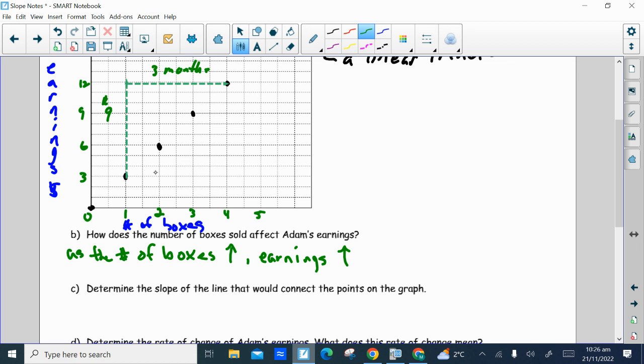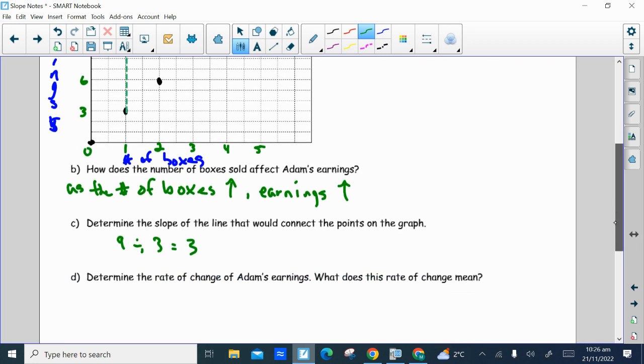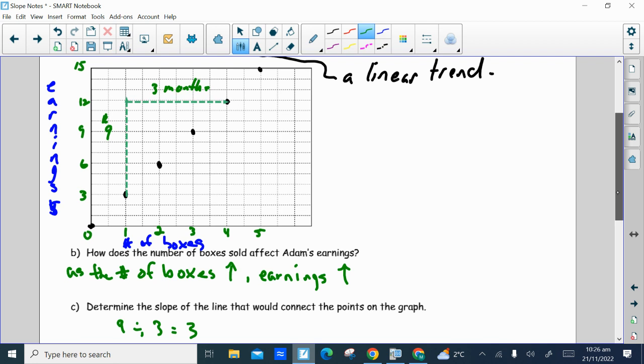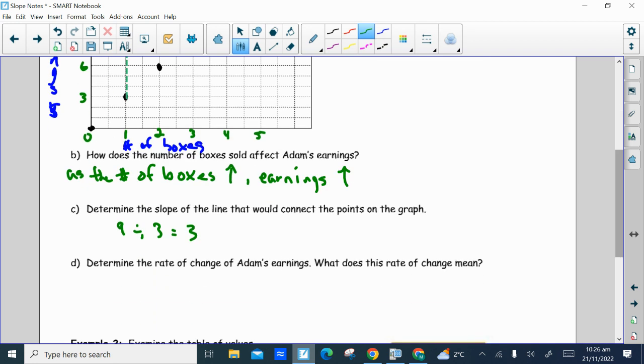So from 1 to 2, that's 1 unit. And then 3 is the second. Then 4 is your third. So the slope of the line would be 9 divided by 3, which would be 3. And in this case here, you're dividing dollars per box. So it'll be $3 per box. That's the rate of change, and that's what it means. The slope tells you the rate of change.